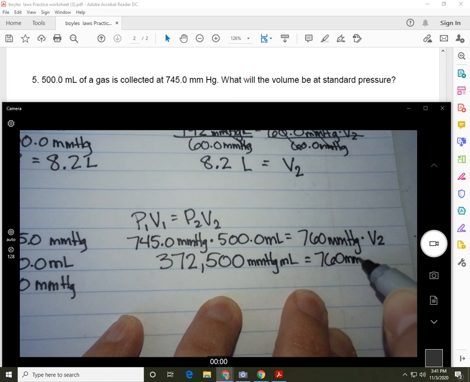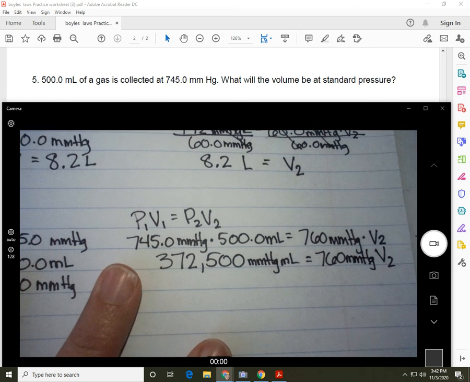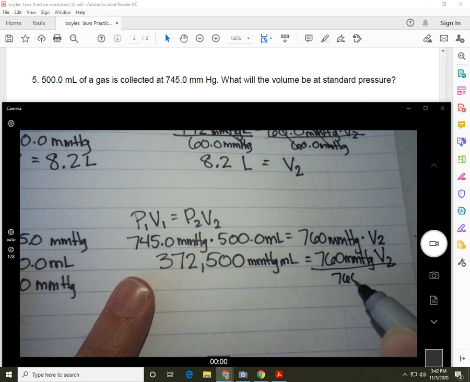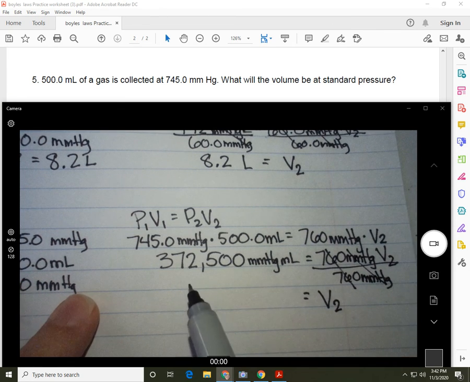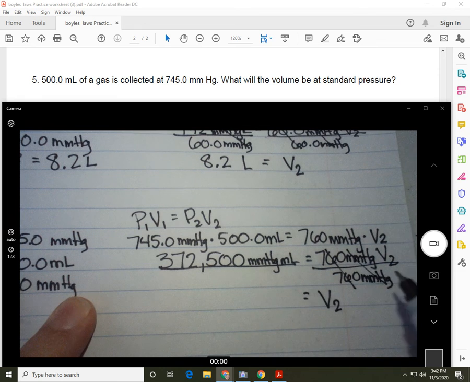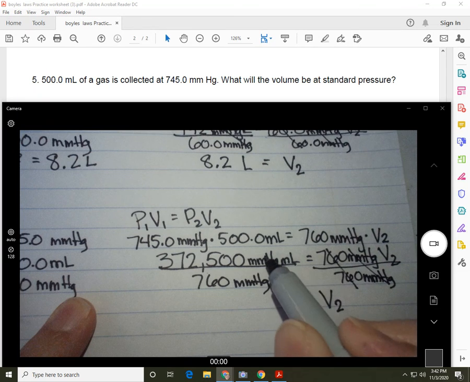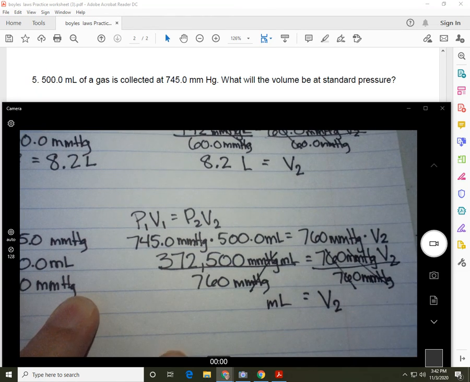Now, you might be mathematicians out there, and you might know that you can just put that 760 under there all in one fell swoop. But I like to show all my steps. So I'm going to divide by 760 millimeters of mercury. And that's going to cancel. I'm left with V2. I have to do the same operations on both sides of the equation. Otherwise, it is not an equation. So the millimeters of mercury unit cancels. I'm left with milliliters. And I need to divide 372,500 by 760.